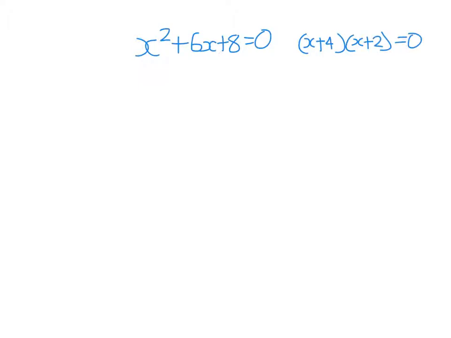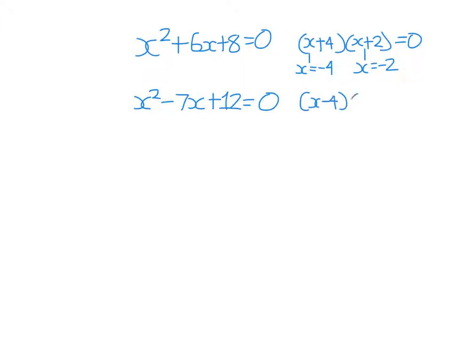So now that we factorize, we use the null factor law. If the first bracket equals 0, if x plus 4 equals 0, x is minus 4. If the second bracket equals 0, x is minus 2. They are our 2 solutions, and we're done. So x squared minus 7x plus 12 equals 0. So 2 numbers that multiply to positive 12 and add to negative 7, minus 4 and minus 3. So either the first bracket equals 0 or the second bracket equals 0, and we're done.